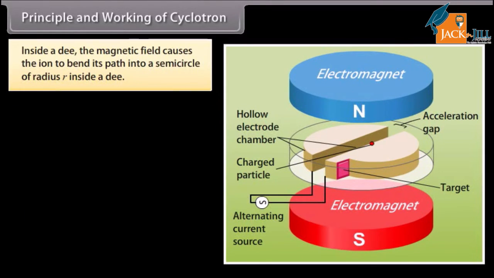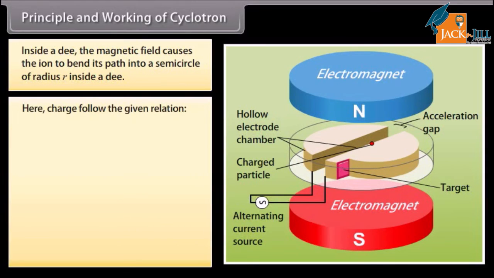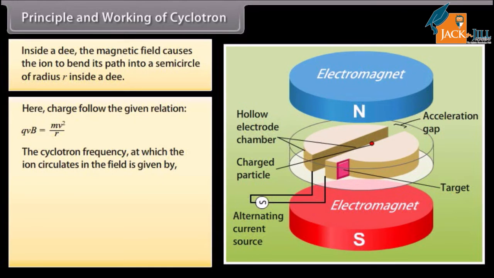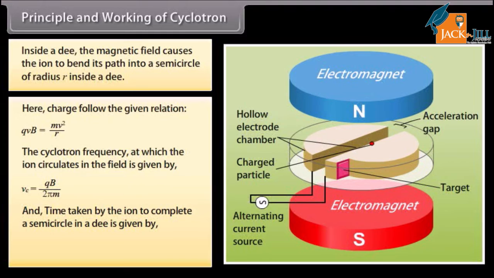Inside a D, the magnetic field causes the ion to bend its path into a semicircle of radius r. Here, the charge follows the relation qvB = mv²/r. The cyclotron frequency at which the ions circulate in the field is given by qB/2πm. And the time taken by the ion to complete a semicircle in a D is given by πm/qB. At resonance condition, the ion arrives between the Ds exactly in time to be repeatedly accelerated and gains energy.